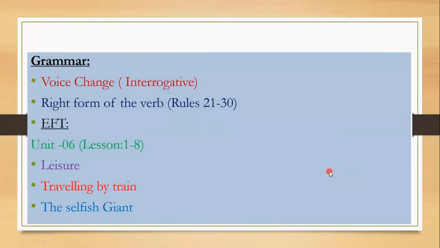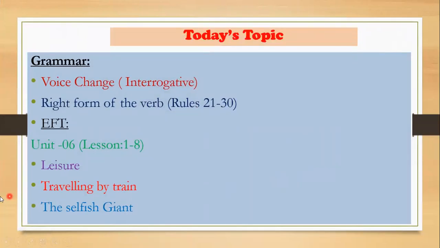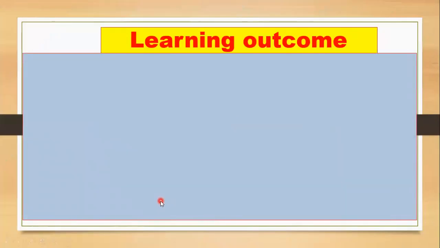Dear students, today I would like to discuss grammar: voice, tense, interrogative portion, right form of the verb, rules number 21 to 30, and also your EFT book, unit number 6, lessons number 1 to 8. In EFT, lessons 1 to 8, there are three topics: leisure, traveling by train, and the selfish giant. So let's start our today's topic.